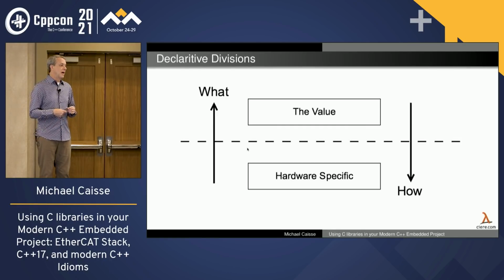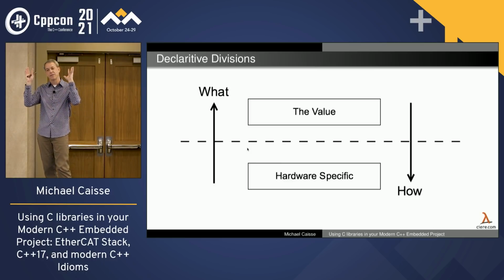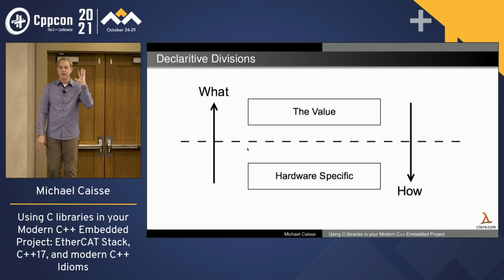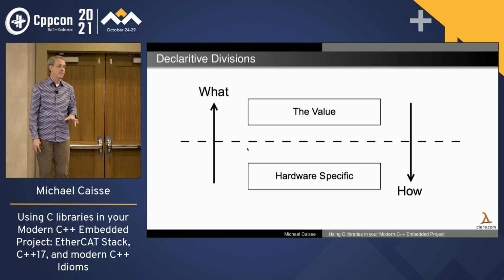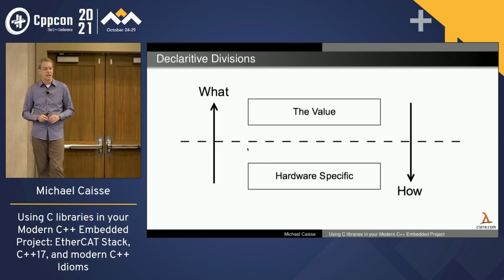So if you've seen any of my talks where I talk about embedded stuff in particular, I talk about this a lot. We want to push the value up and the hardware spec stuff down. The value proposition of any project is what it does. The how it does it is almost always not important. Somebody else will figure that out later. The value is not typically in the how. Sometimes it is, but typically it's not in the how.